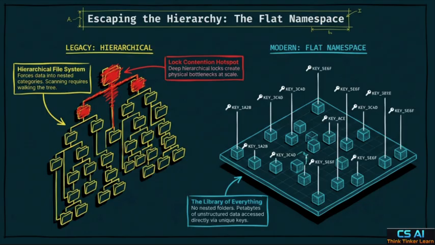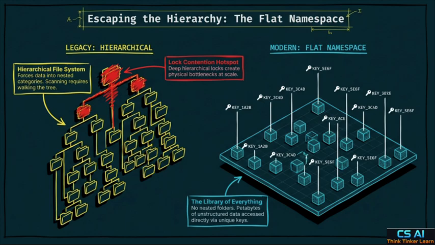To understand why object storage exists, we have to look at what it replaced: legacy hierarchical file systems. The nested folders we use on our laptops break at scale. In a hierarchy, every subfolder requires a lock. As you scale to trillions of files, walking the tree creates physical bottlenecks and lock contention hotspots.